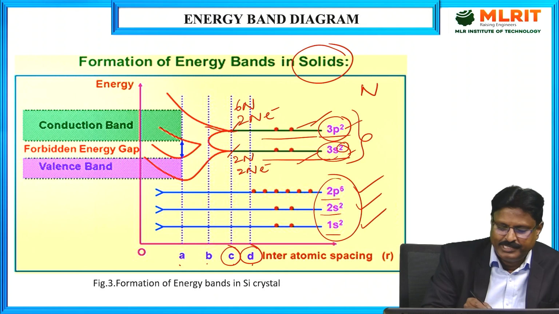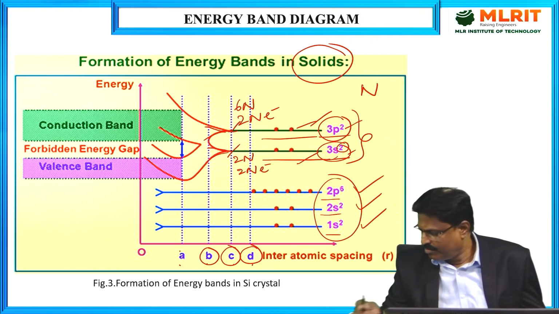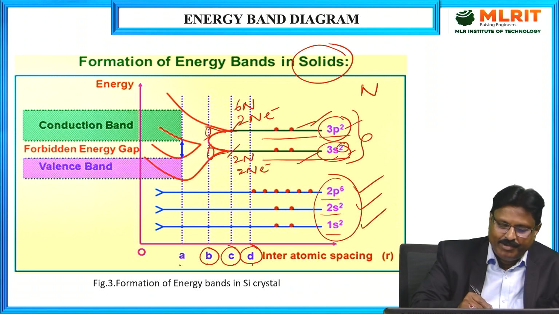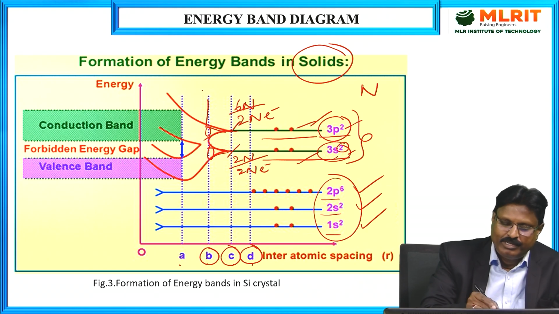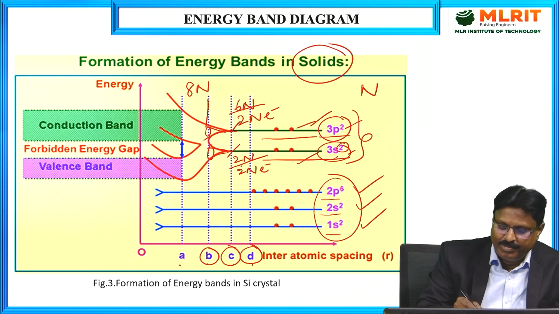From R equal to C onwards, what is happening here? This discrete level is split, and this discrete level is split. At R equal to B, they are split and they are combined here. Whenever they are combined, what is the status? Total allowed states here are 6N and here 2N, so 8N allowed states are there. And the occupied electrons are 2N plus 2N, so 4N electrons are there.